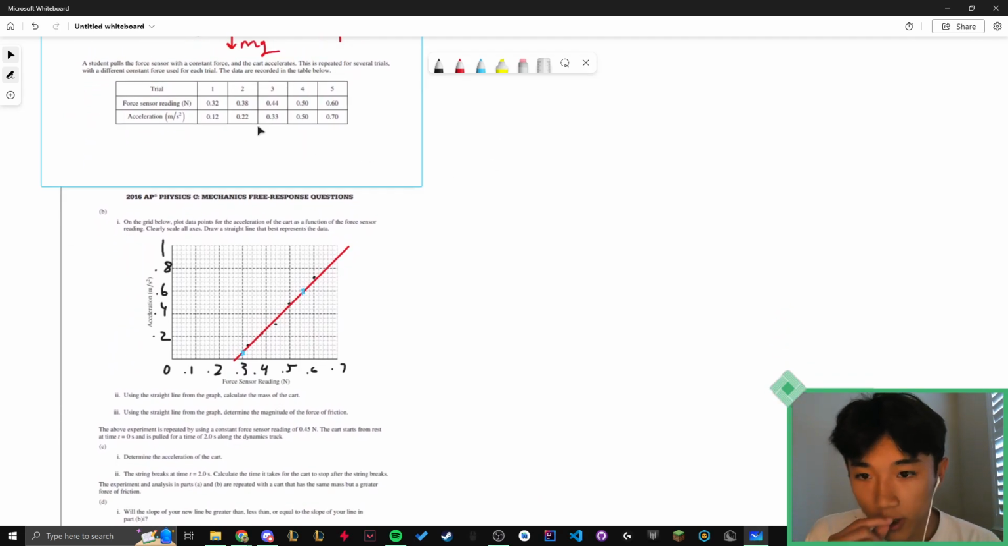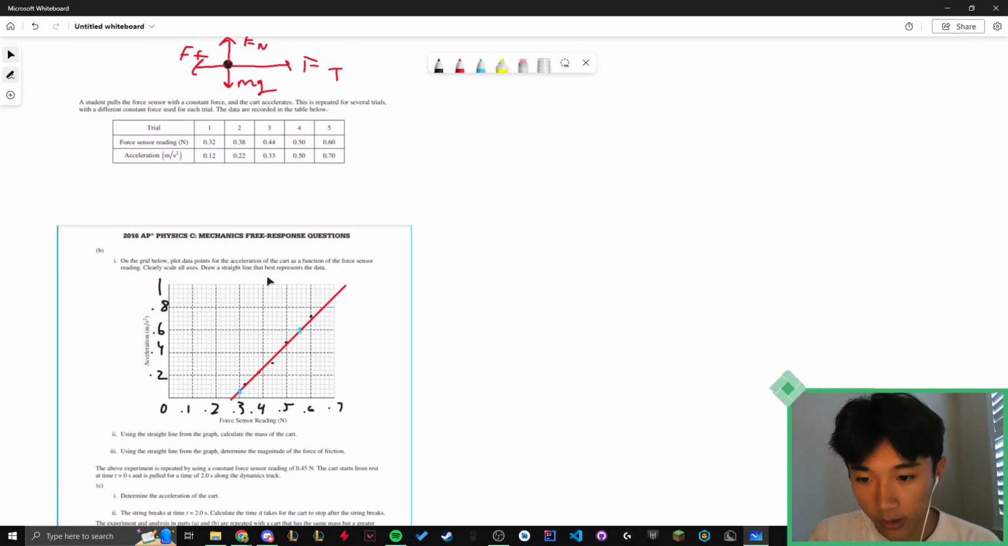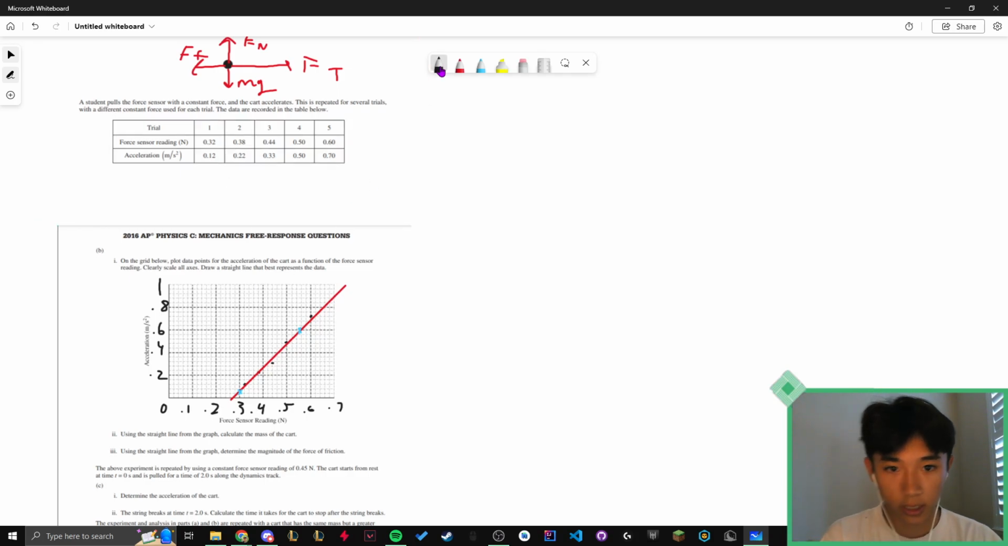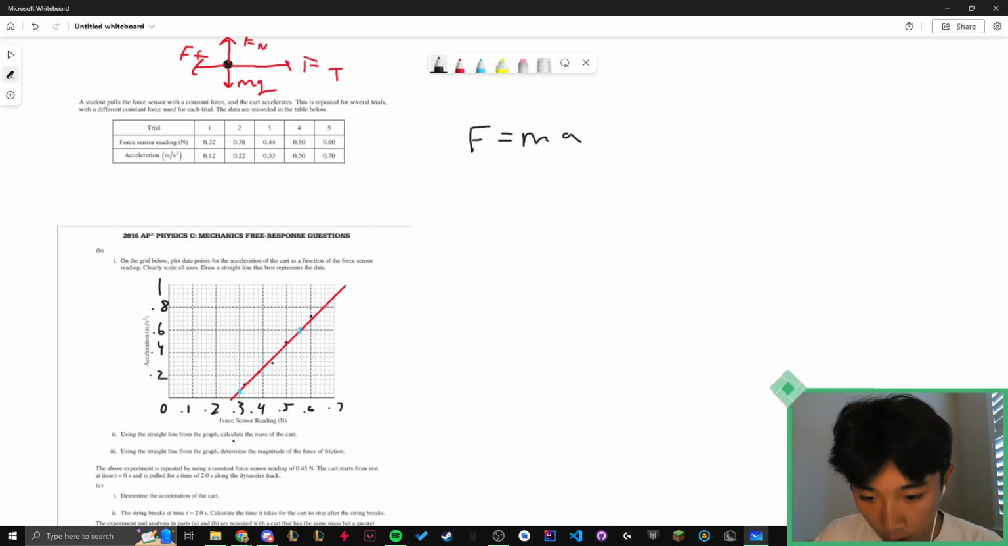So this one I already did before. It was just plotting the points given. As we know, the equation F equals ma is already a linearized equation, so you don't actually have to do any linearization to get a straight line from the graph. Once you do the straight line, make sure you always use a ruler, otherwise you won't get the point. We need to calculate the mass of the cart.